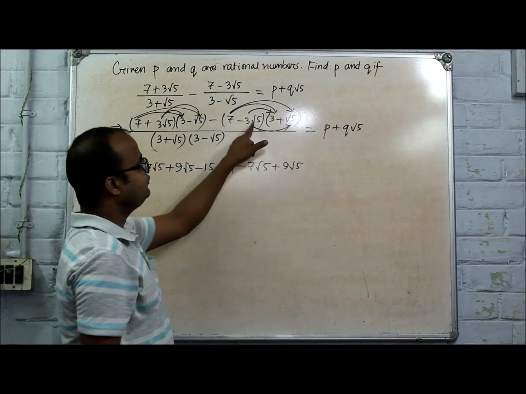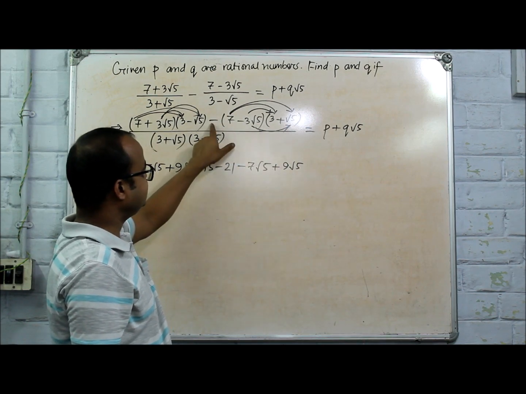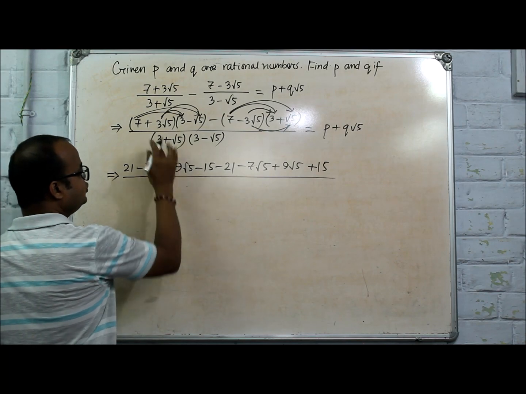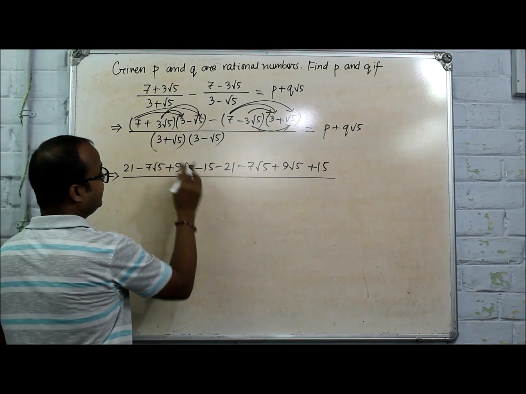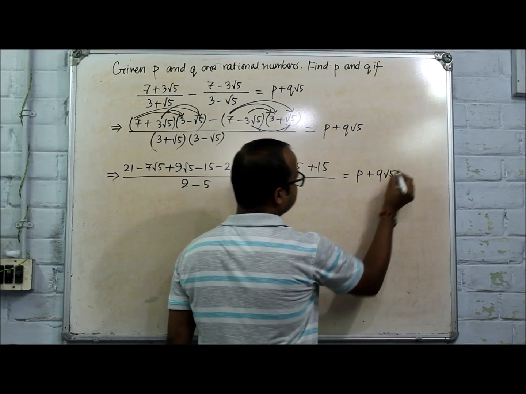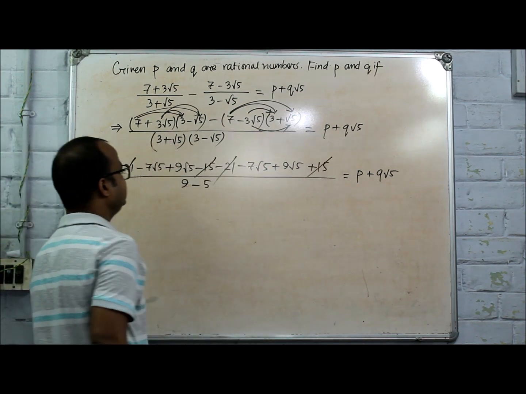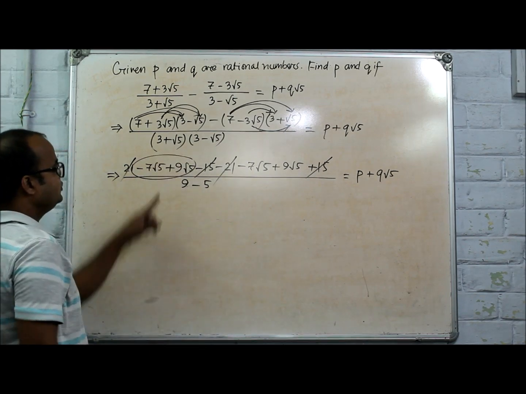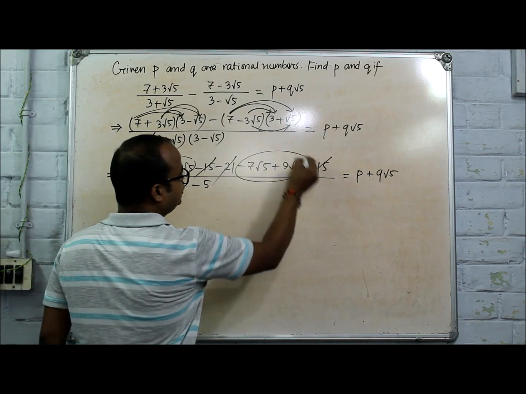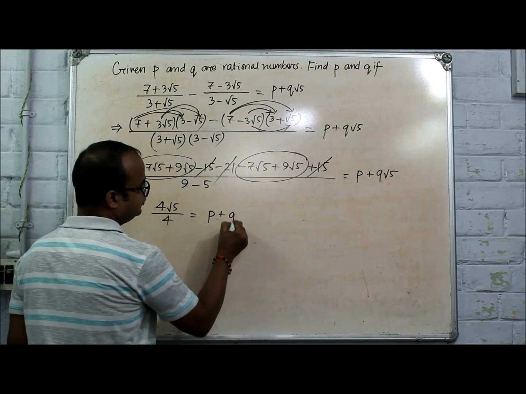If you multiply these two, root 5 into root 5 is 5, multiplied by 3 is 15, the sign is minus, outside sign is minus, so it will ultimately become plus 15. By a plus b into a minus b, root 3 square means 9, minus root 5 square means 5, so 9 minus 5, it is equal to P plus Q root 5. Plus 21 minus 21 cancel, minus 15 plus 15 cancel. If you simplify these two terms, you get 7 root 5 plus 9 root 5, which is 2 root 5 multiplied by 2, that is 4 root 5 by 4 is equal to P plus Q root 5.